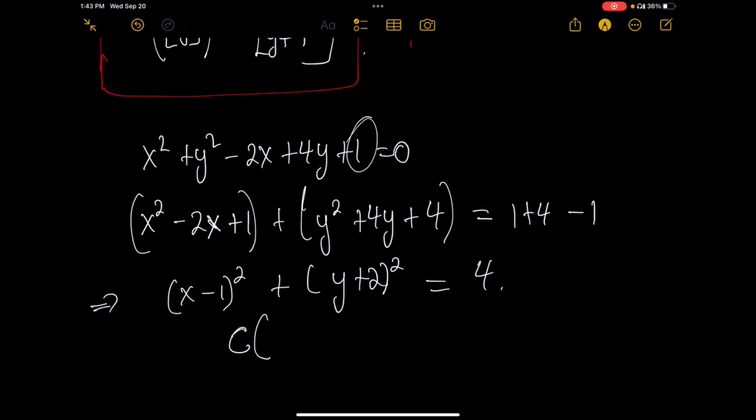What is the center of the circle? The center of the circle is at 1 comma negative 2, and the radius of the circle is square root of 4, which is 2. Okay, now translation doesn't change the radius of the circle, it only changes the center of the circle.